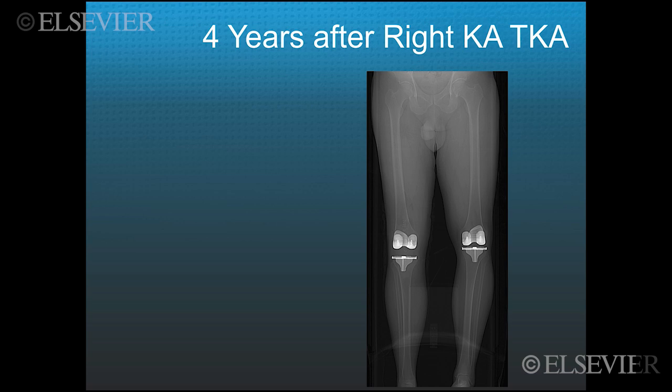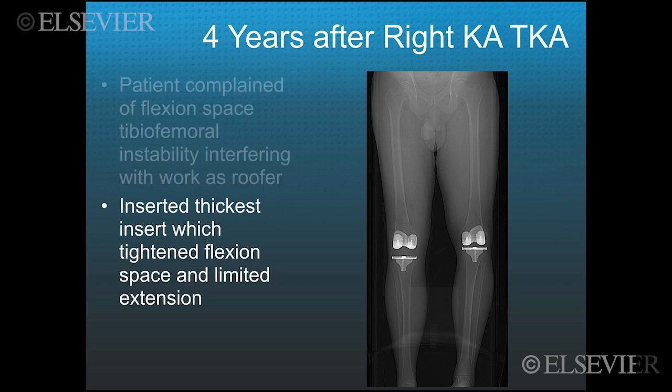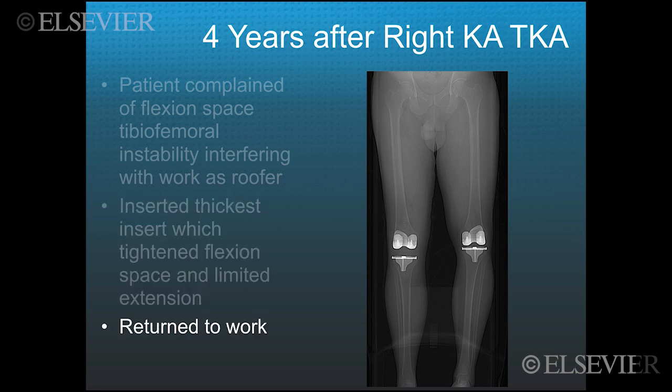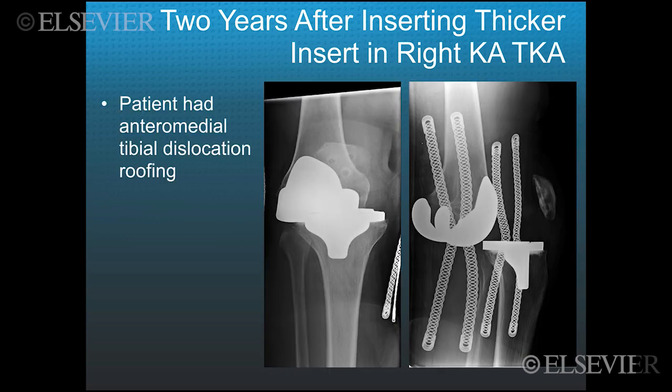4 years after the right KA TKA, he comes in with instability, and he was having some trouble working as a roofer, and so we thought, well, we'll go put a thicker insert in, and when we got in there, we needed more and more, and just put the largest one in we had, and in retrospect, I should have added constraint at that time. But he returned to work.